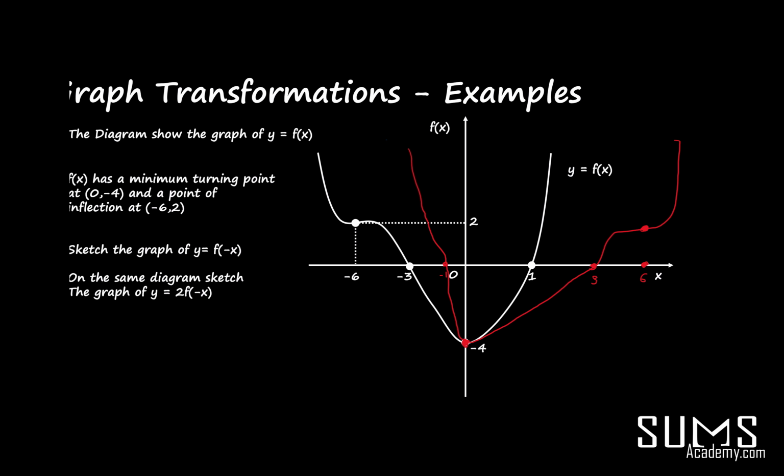So, next part. Now we're asked to sketch, on the same diagram, the graph of y equals 2f of minus x. So this 2 is like the k factor. So this is y equals k f of x, and that's minus x. So this k factor means we're going to be stretching it out by 2. So all the y values are going to be twice as big.